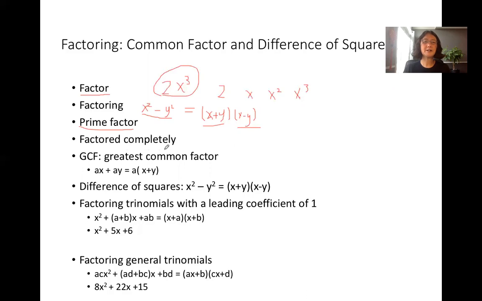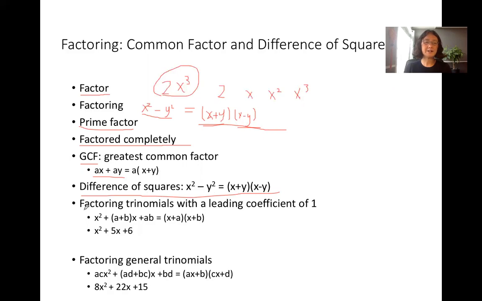Factor completely: when you get the product of the terms, each one is a prime factor. So the result is factored completely. Next one is GCF, which stands for greatest common factor. For example, if you have AX plus AY, the greatest common factor is A. You can take A away and then multiply by X plus Y. Difference of squares, we saw this formula before.